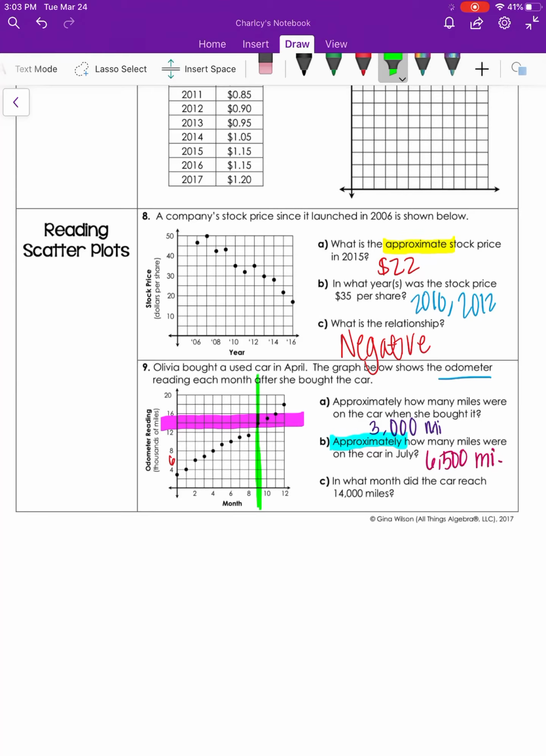And I'm going to do like I did a while ago. I'm actually going to start from the beginning and count up so I can start with April. All right, so we've got April, May, June, July, August, September, October, November, December, January. So she actually reached 14,000 miles in January.